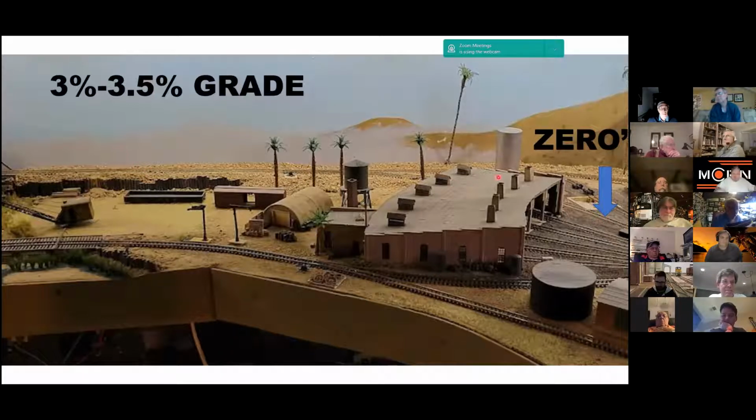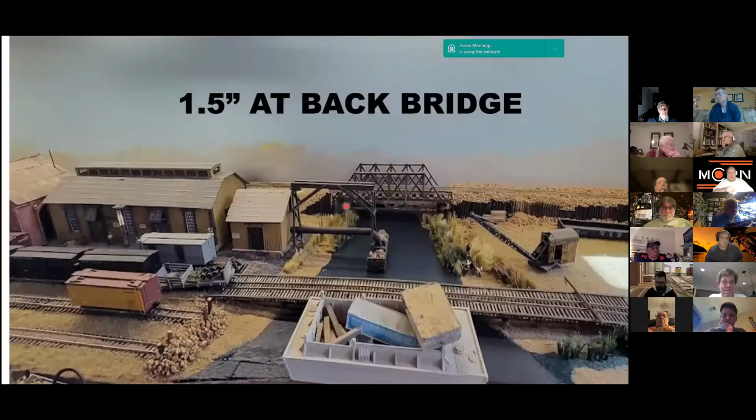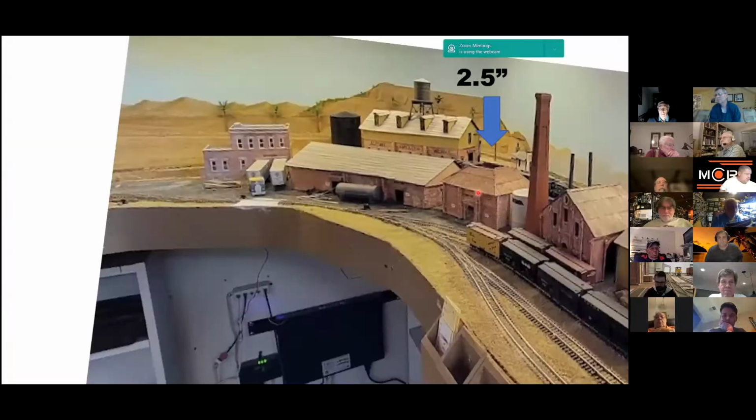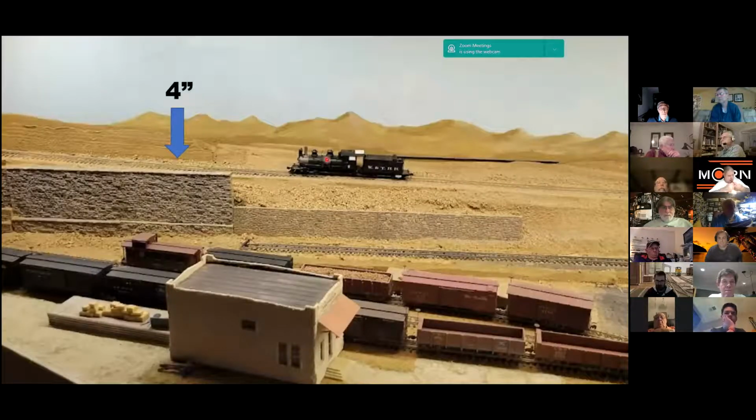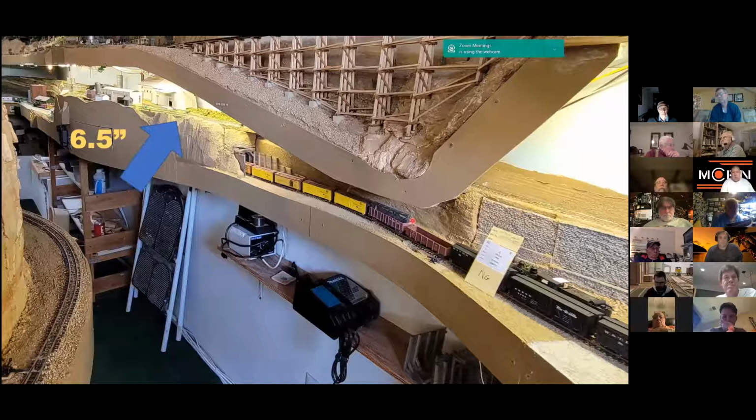Anyway, so you see it's climbing along here, and you see the edge of this bridge right over here. Okay, that's this bridge, and you're climbing along. You're already at 1.5 inches up right here at the back of this bridge. You get to the corner and you're up 2.5. You turn the corner and you're going to be going up this grade right here. And by here, you're already at 4 inches off the ground. That was right back here. You run underneath this bridge and you keep going.